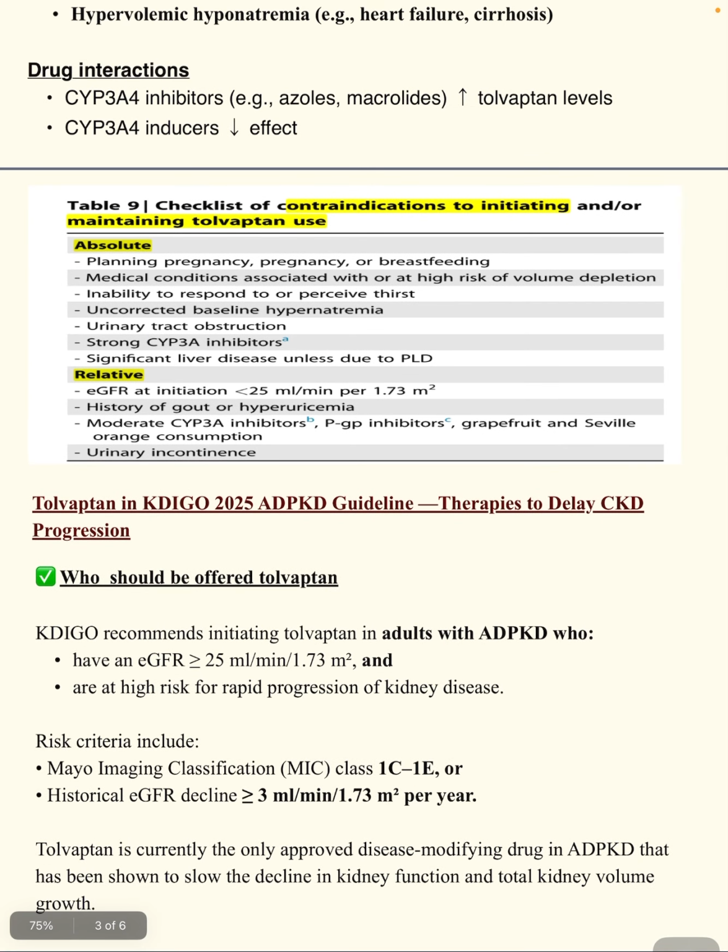Who shouldn't receive tolvaptan? That means contraindications to tolvaptan. There are some absolute contraindications and some relative contraindications. Absolute contraindications include pregnancy, breastfeeding, advanced liver disease, inability to maintain adequate water intake, and patients with slow progression. And relative contraindications include eGFR at initiation less than 25, history of gout and urinary incontinence.